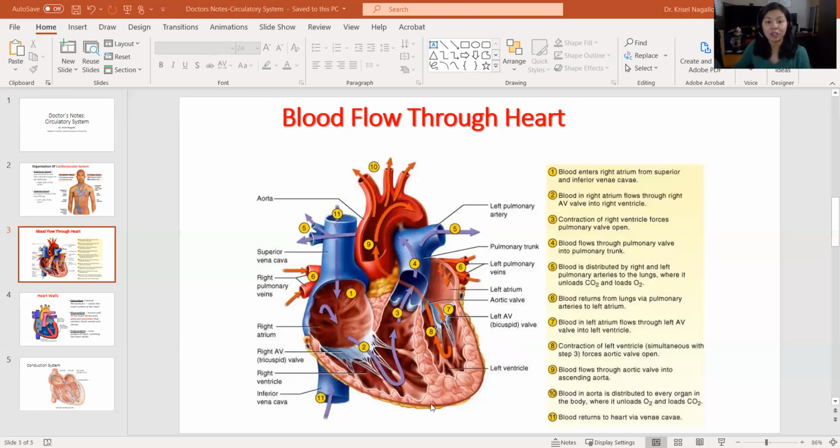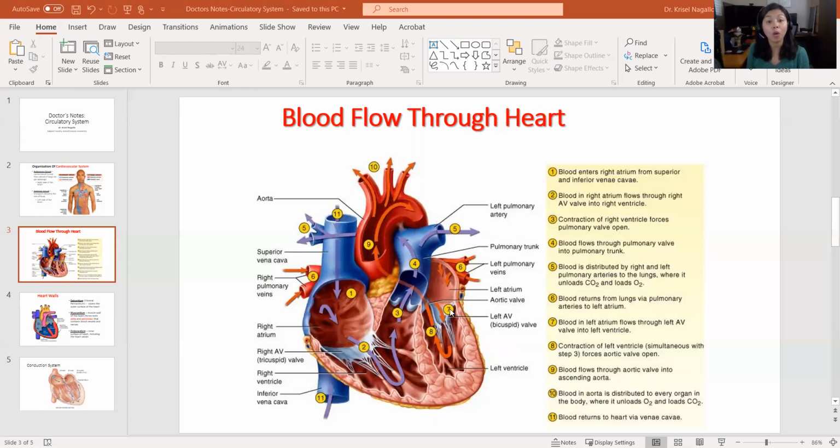Now, the left atrioventricular valve also has a third name. It's also known as the mitral valve. So be prepared to use those terms interchangeably and to see either or on a quiz or exam if you are taking my class at GCU.